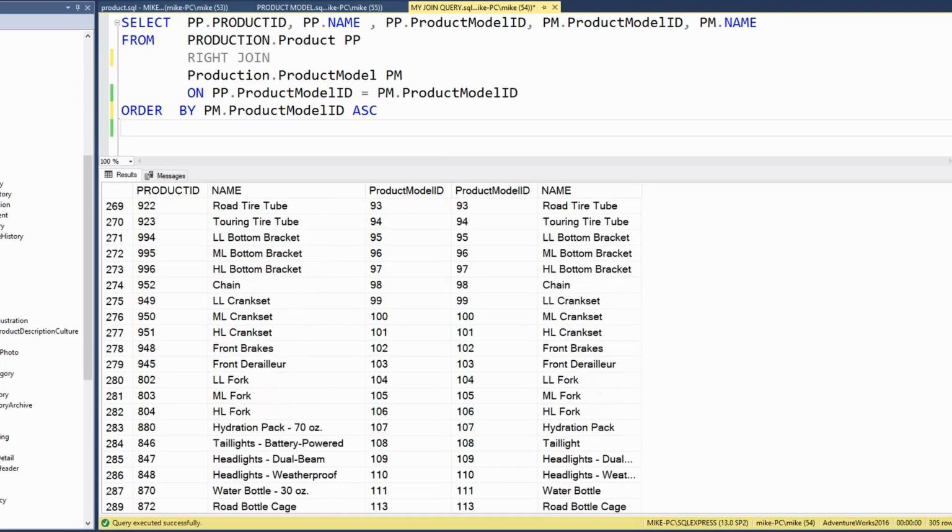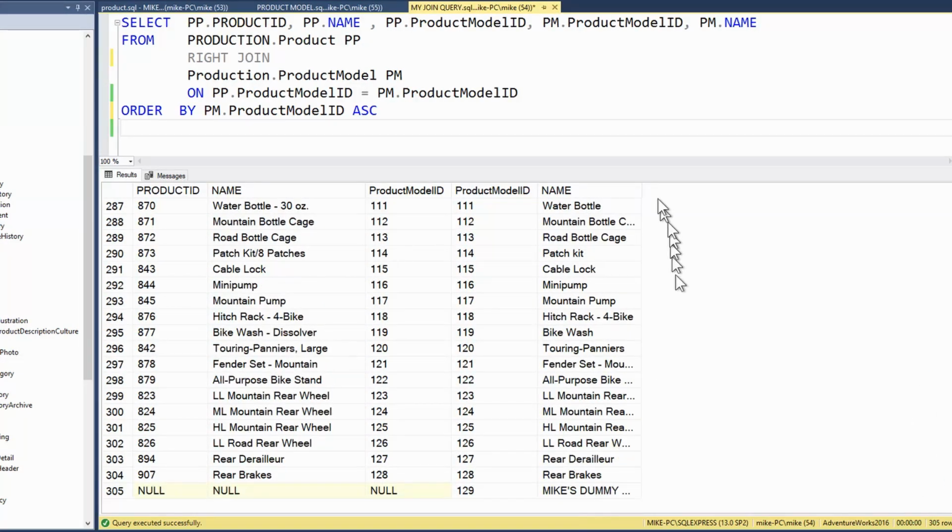But interestingly, if we go down to the very bottom, to the little one that I created, Mike's dummy model, which we absolutely know for a fact does not exist in the product table, that gets returned. And because it does not match with anything in the product table, in the columns for product, that just returns a whole bunch of nulls.